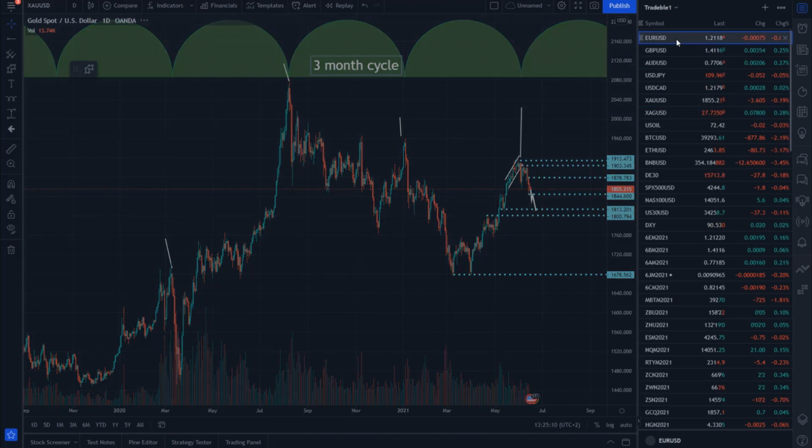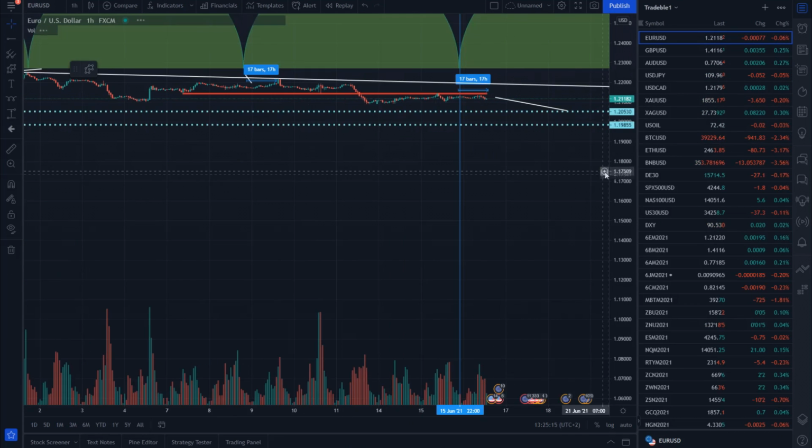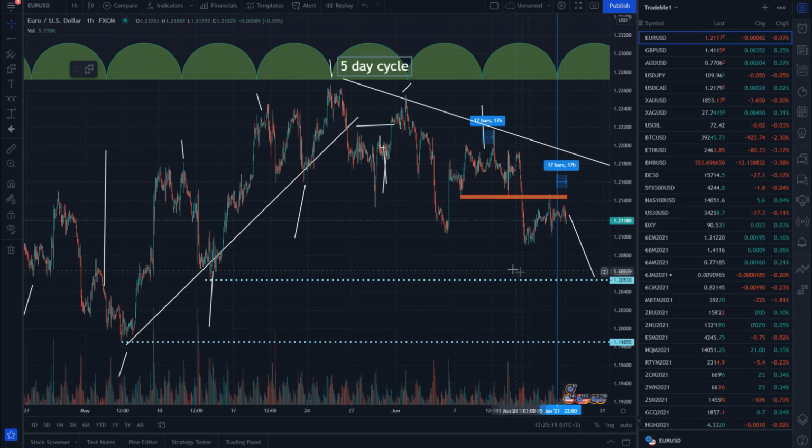Speaking of the euro versus US dollar, I found that there is a 5-day cycle, which is pretty dominant on the euro in the past 30 days. Every time we reach a 5-day cycle, we get major short-term tops, right there, right here, right here, right here, right here, and right here. And guess what? Yesterday we achieved that in terms of time. We also got some deviation of about 17 hours, which is exactly where we are trading right now.